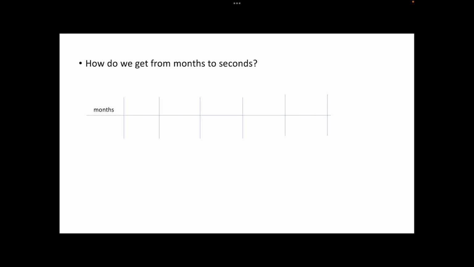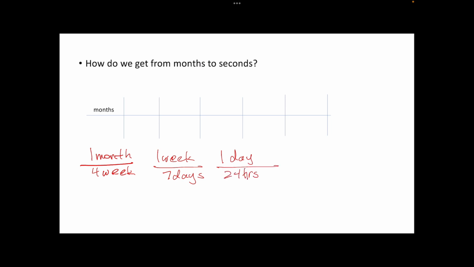So how do we get from months to seconds? Okay, so this is time. Let's write out all the conversion factors that we know. Now we'll have to kind of estimate. We know that 1 month equals approximately 4 weeks. It's not exact, but let's say that it's always February, all right? We know that 1 week equals 7 days, all right? We know that 1 day equals 24 hours, all right? We know that 1 hour equals 60 minutes. And lastly, we know that 1 minute equals 60 seconds.